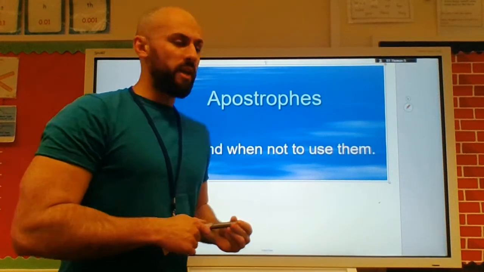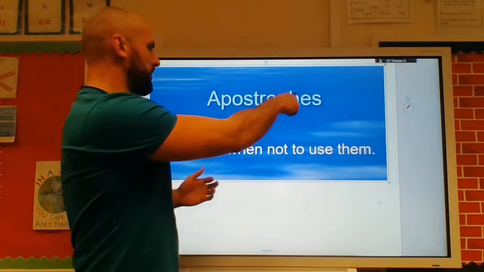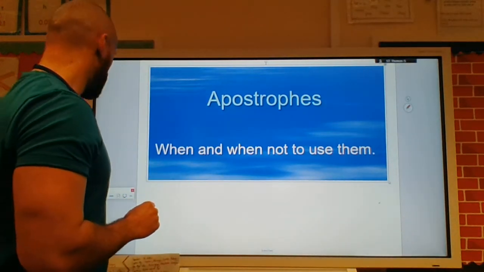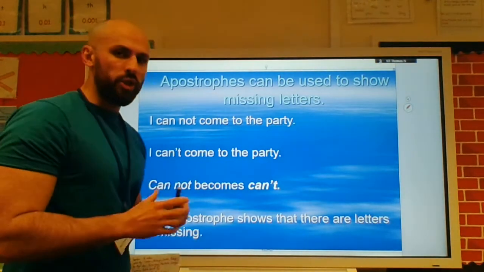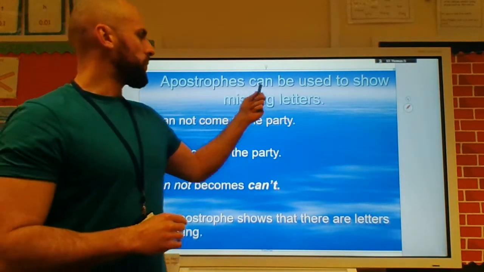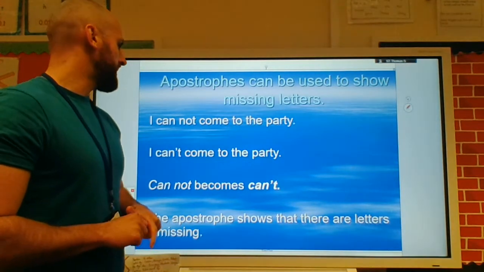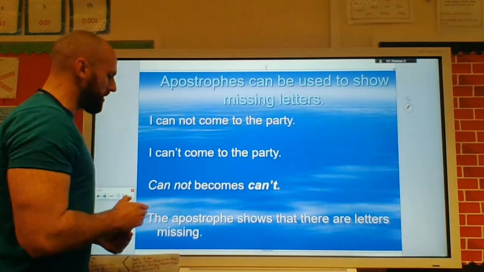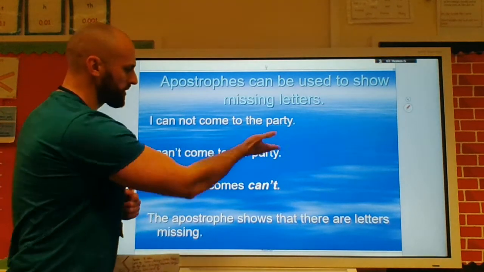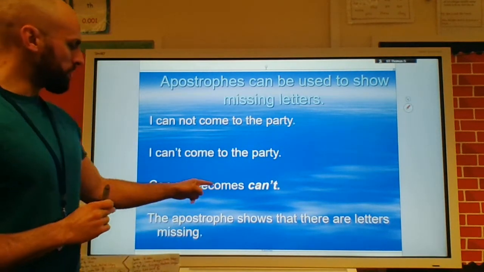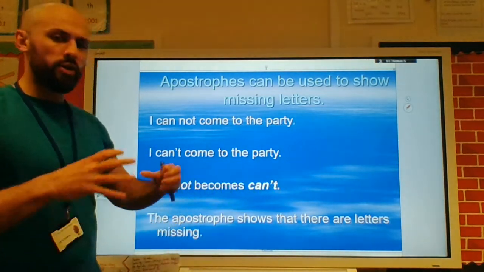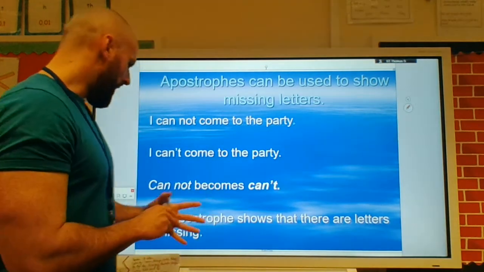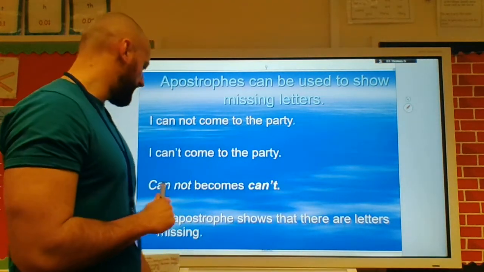Morning Year 5. Today we're going to start with a grammar starter with apostrophes, something we've really struggled with for the whole of this year so far. And the first use of apostrophe we're going to look at is when it's used to show missing letters. For example here, I cannot come to the party can be changed to I can't come to the party. Cannot becomes can't. We call that a contraction where two words are put together into one. And the apostrophe shows that there are letters missing.